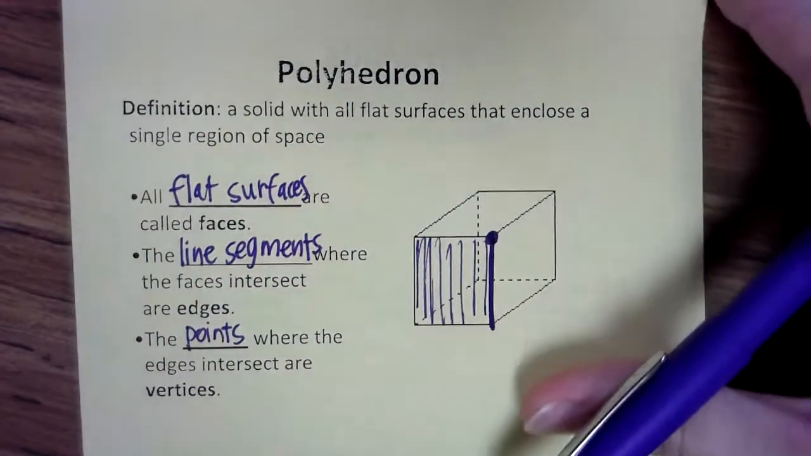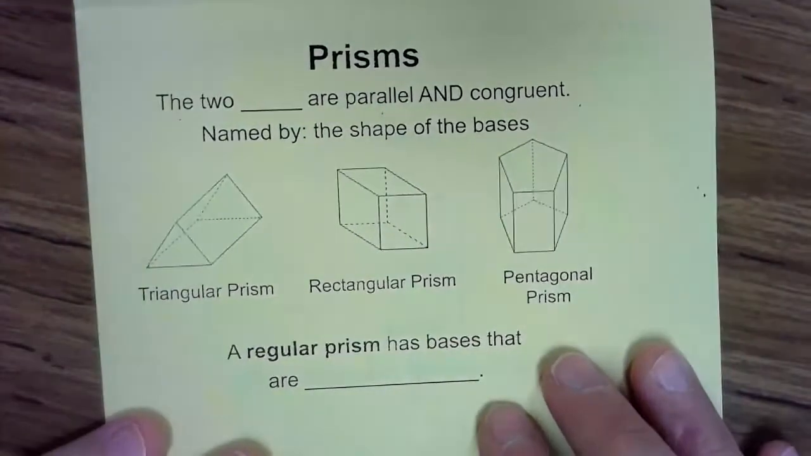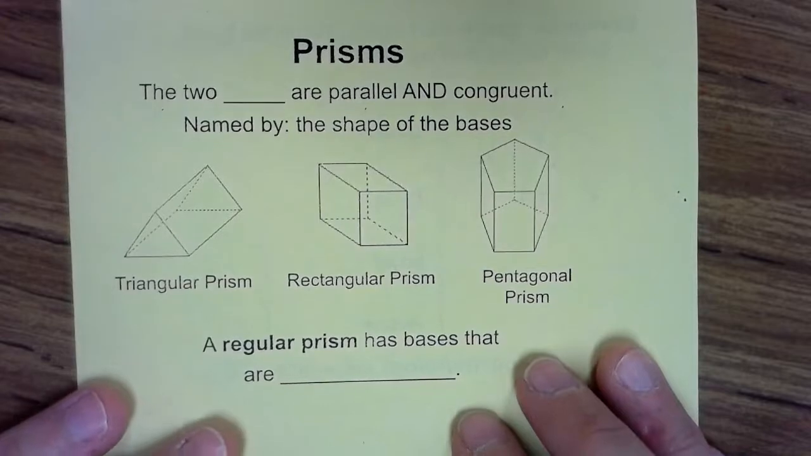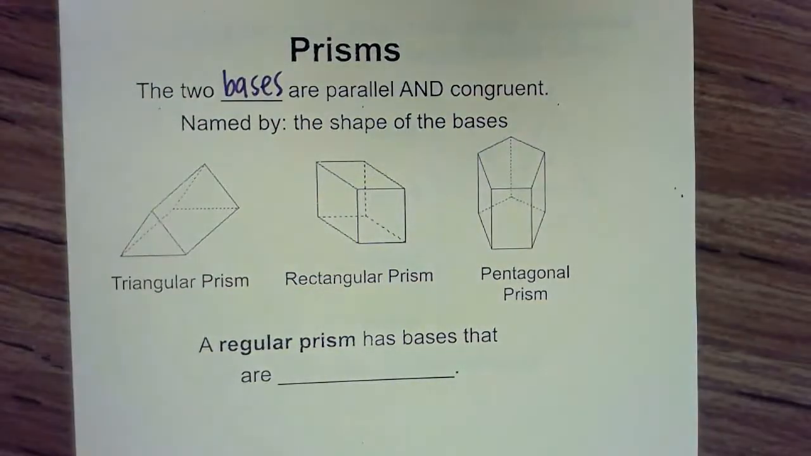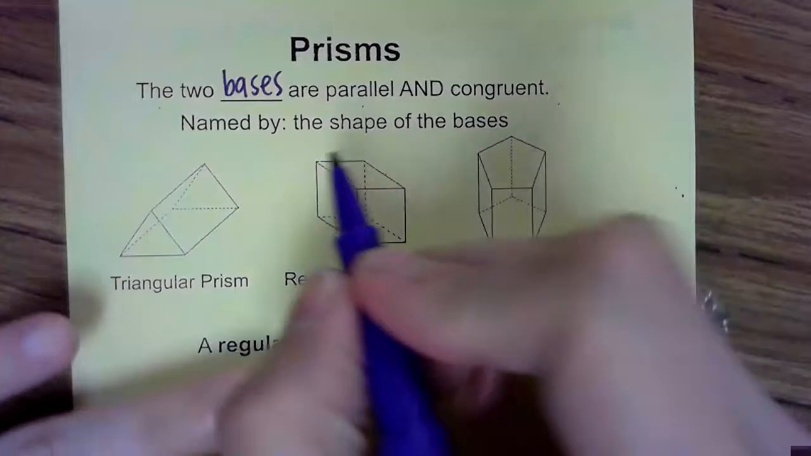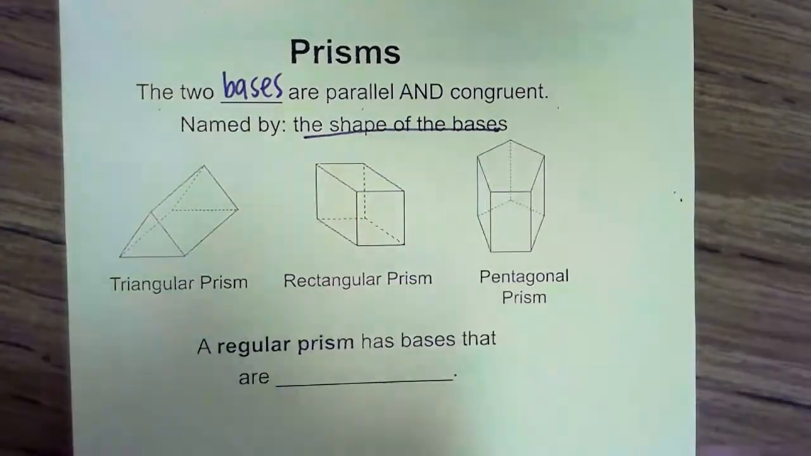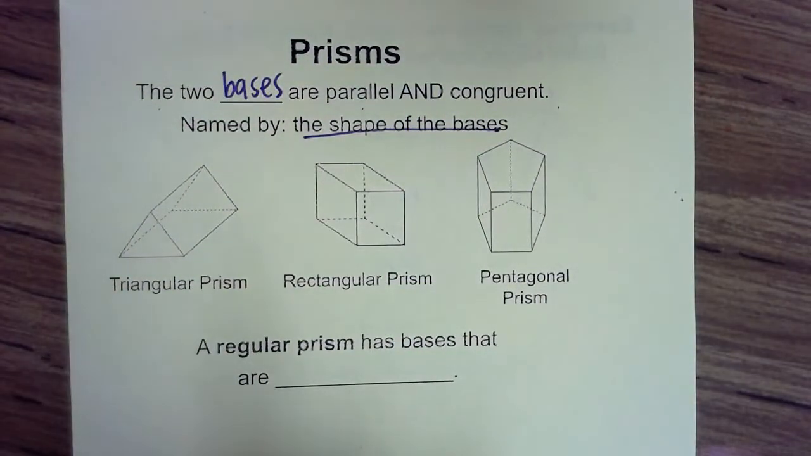Okay, so there's several different types of polyhedron we're going to talk about today. First, we're going to talk about prisms. Prisms have something called bases. They have two bases, and the bases are parallel and congruent. It's important to note, though, that prisms are named by the shape of their bases. So when you look at a prism, first you have to decide, well, what shape is the base? And that could be the tricky part for some people.